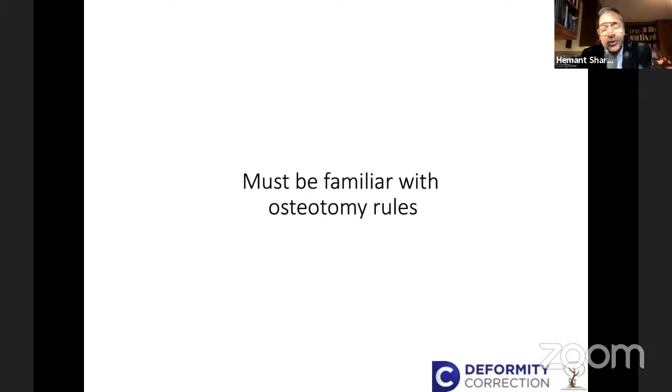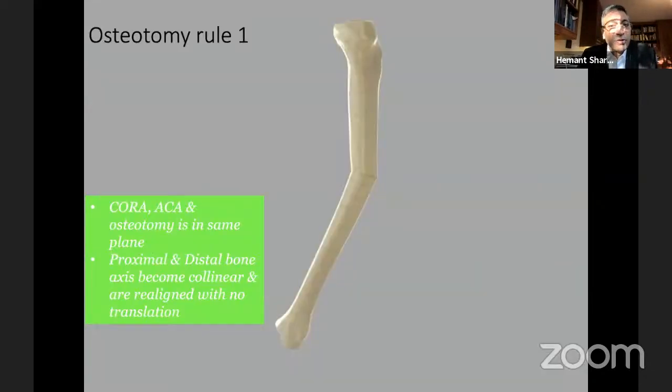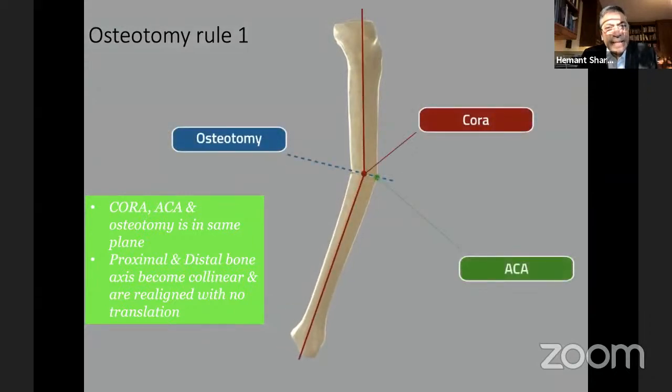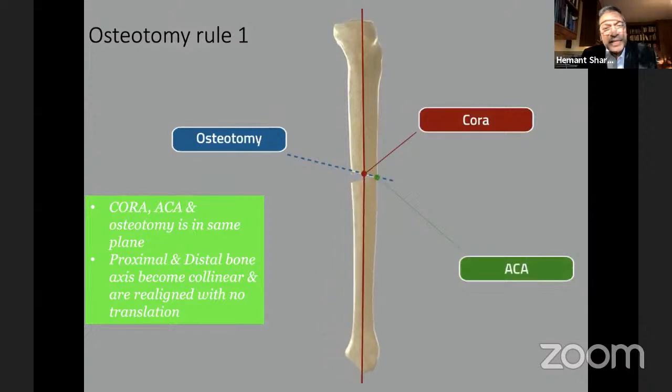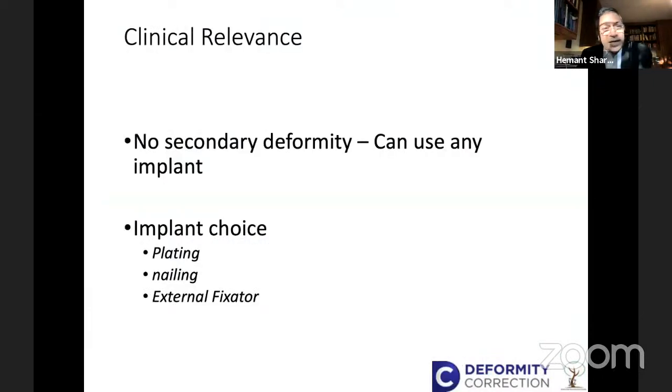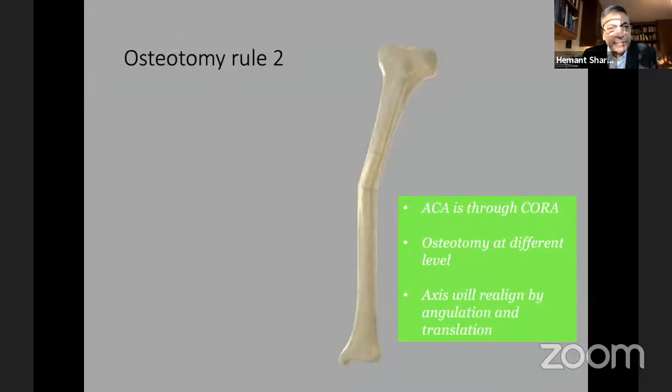You must be familiar with osteotomy rules, and although you know it, I'll just run through it quickly. So osteotomy rule 1 is when your ACA, your CORA, and osteotomy are at the same plane, then you correct the deformity without any translation, and both the fragments become collinear and they are realigned. And this is an example of that with no secondary translation. The advantage is you can use any implant because there's no translation.